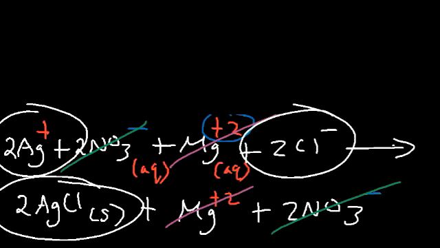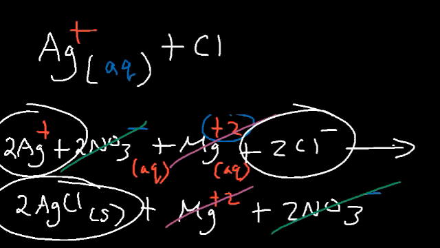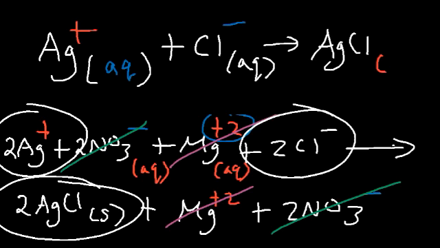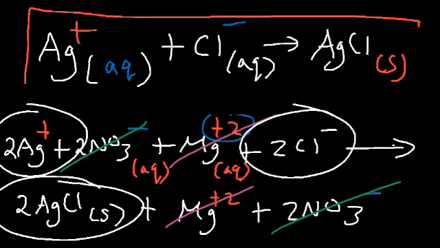Notice that each of these has a coefficient of 2, which means we could divide each one by 2. So it simplifies to this: Ag+, which is in the aqueous phase, and Cl-, which is also in the aqueous phase. These two will react to produce solid silver chloride. So this is the net ionic equation for this example.